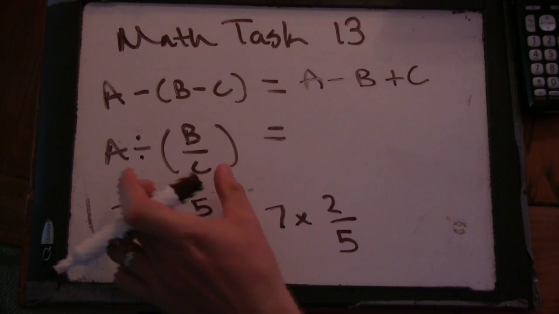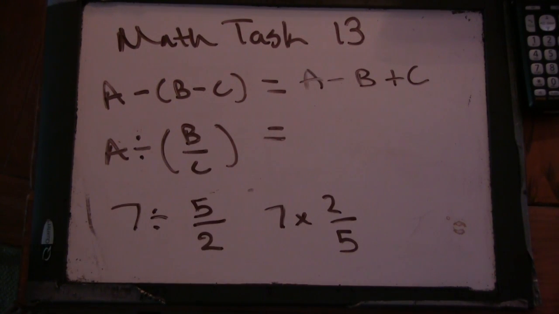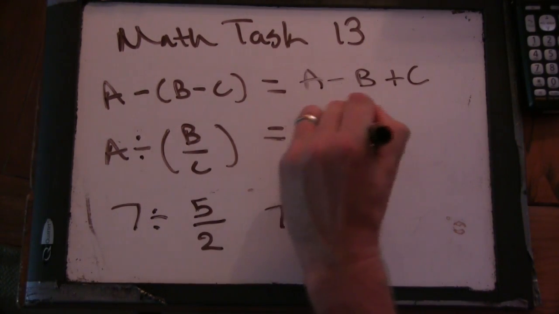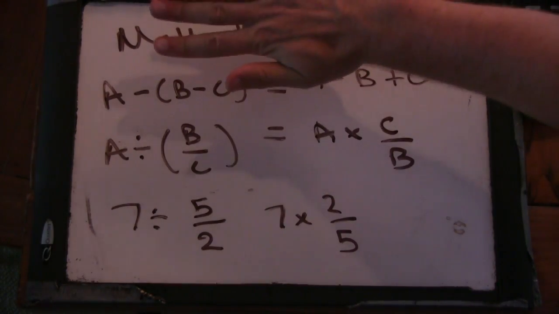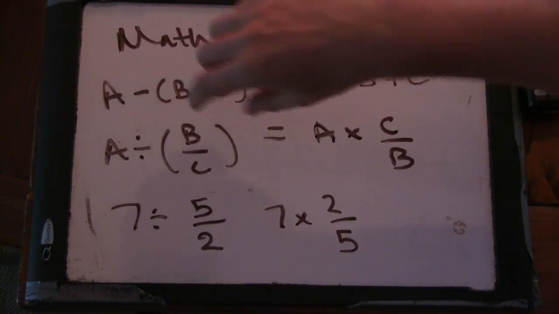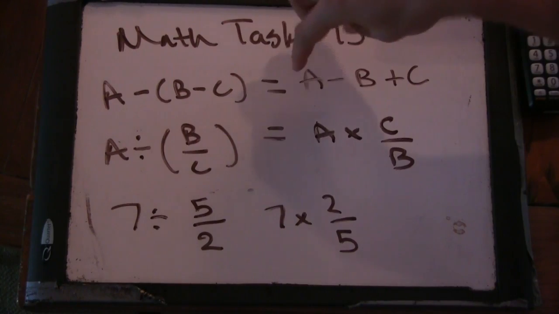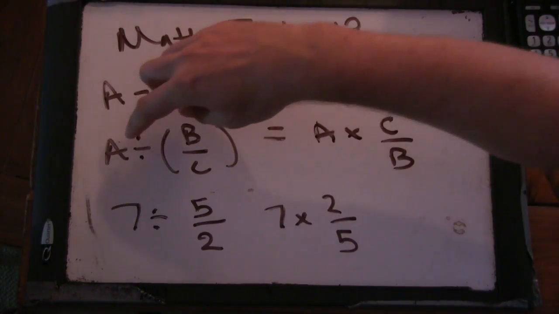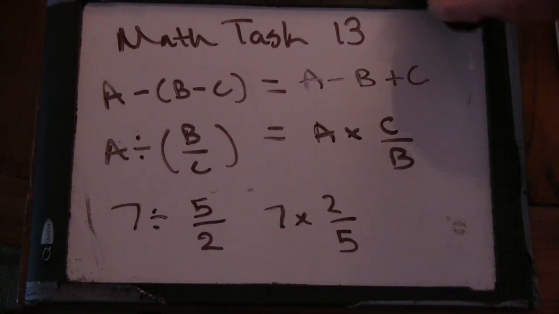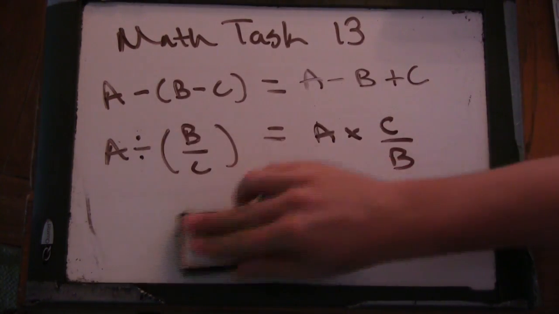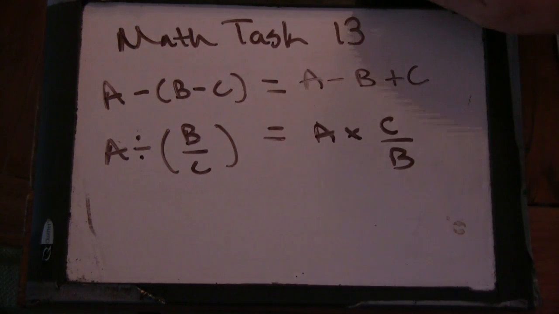14 fifths. And then what do you think a divided by b over c is? So that would be a times c over b. A times c over b. Okay. So this is what Dave's question was. What's similar about these two situations? That a minus the quantity b minus c is a minus b plus c, and a divided by b over c equals a times c over b. Why are those two situations similar to each other, do you think?